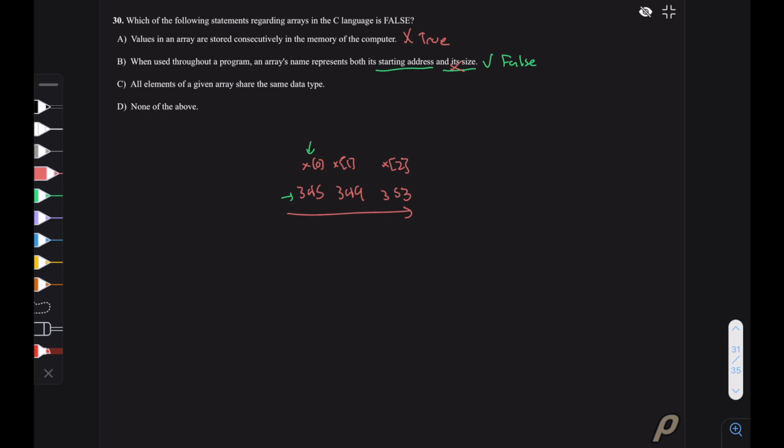All elements of a given array share the same data type. This is true. Unlike some languages, you cannot mismatch data types. So if the first value is an integer, all the values have to be integers. If the first value is a character, all of them have to be characters. So be sure you keep that in mind. So B is our correct answer.